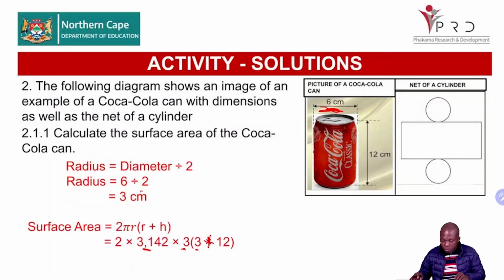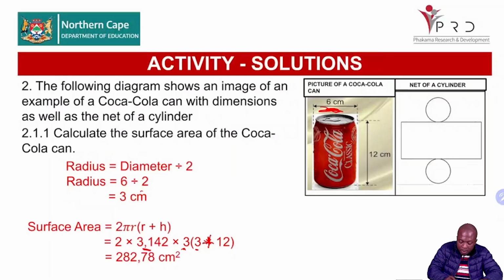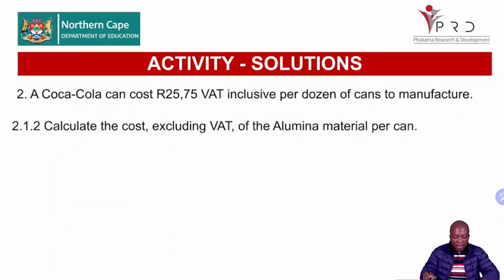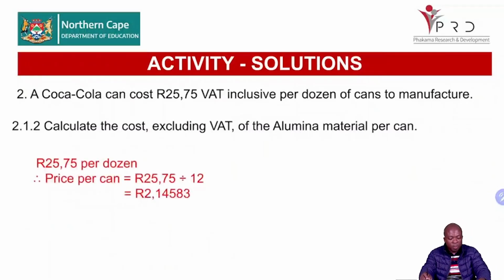It's going to be 2 times 3.142 times r, which is 3, then open bracket, press 3 again, plus h. The value of h is 12, so it's 12. We close the bracket, and that should give us, write down the answer that you got, 282.78. This is a plus, not a times. 282.78, that is correct.